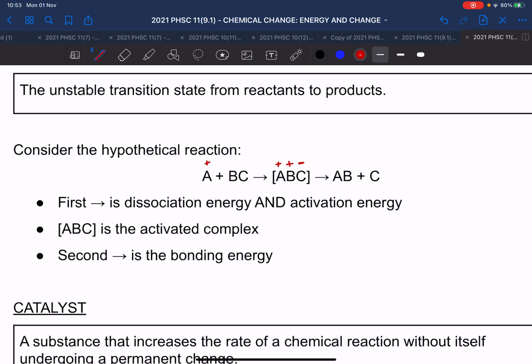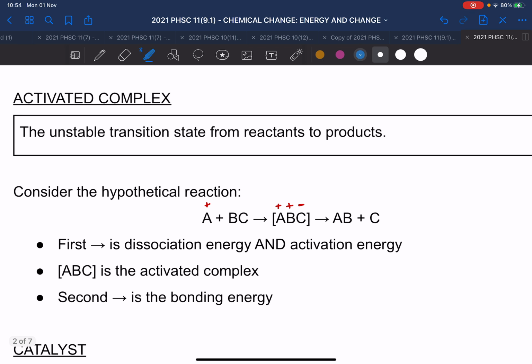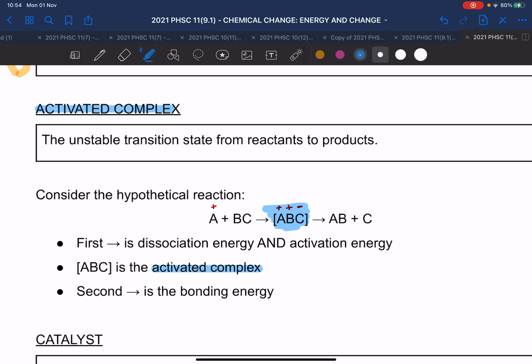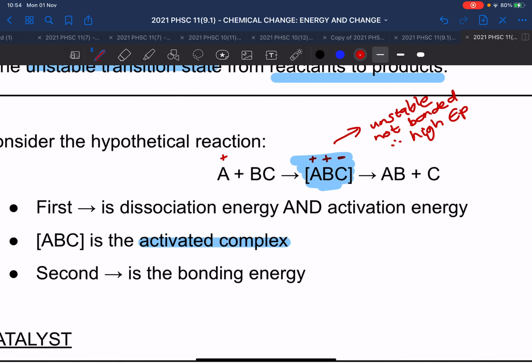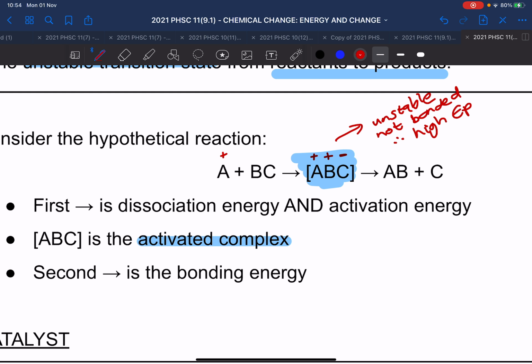So that moment where it's all broken apart, but it hasn't bonded again, that part we call the activated complex. So what is the activated complex? The definition is the unstable transition state from reactants to products. So it is unstable because it is not bonded, and therefore it has a high potential energy.